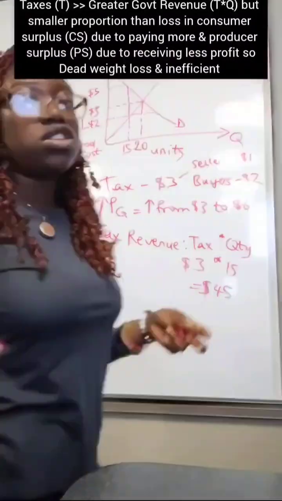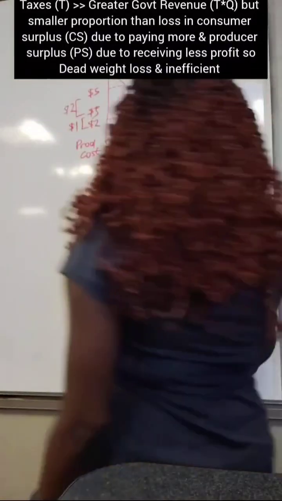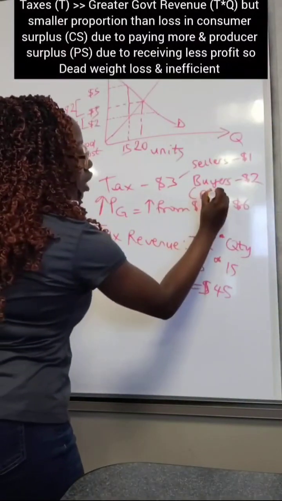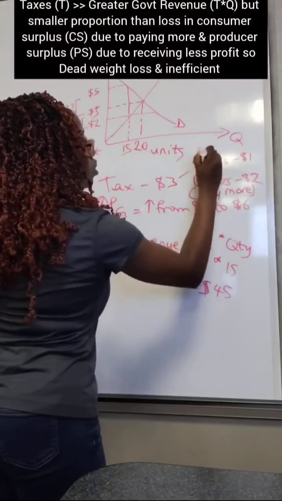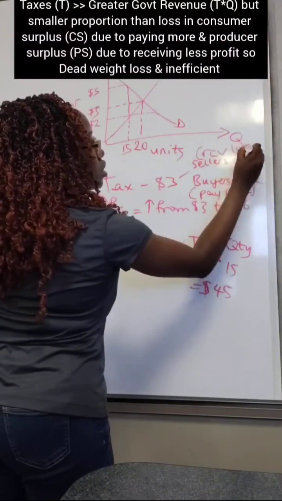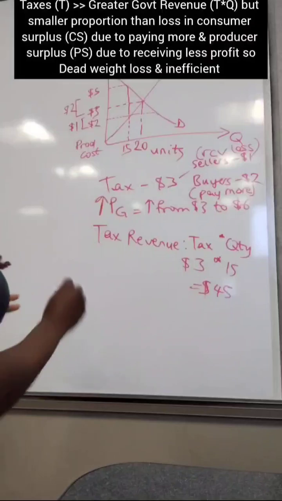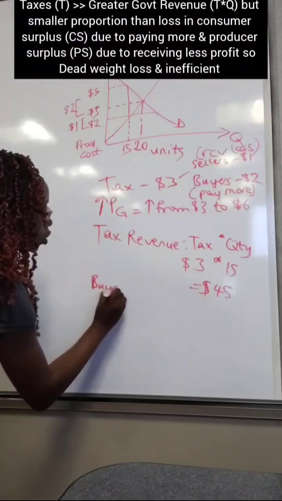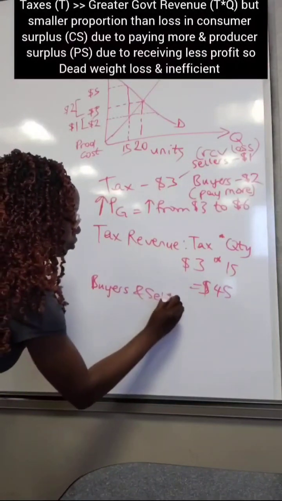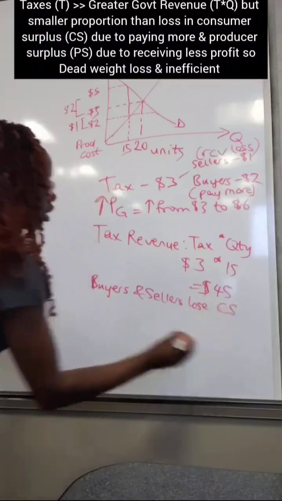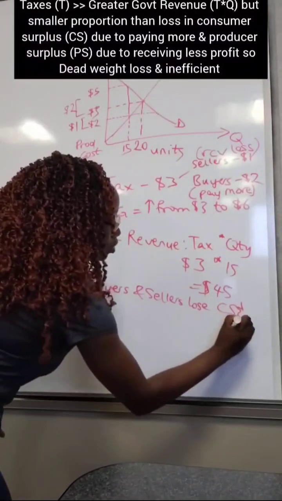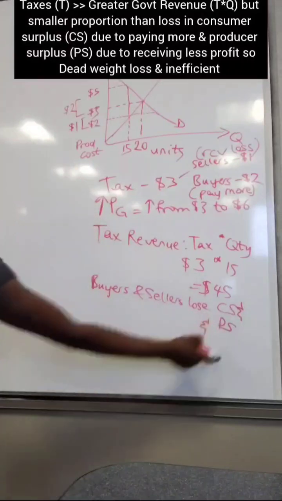So basically, who is losing in the market? The buyers are losing because the buyers pay more, right? And then the sellers are also losing because the sellers receive less. You see that? So the buyers and the sellers lose consumer surplus and producer surplus. I'm going to call consumer surplus CS and producer surplus PS, okay?